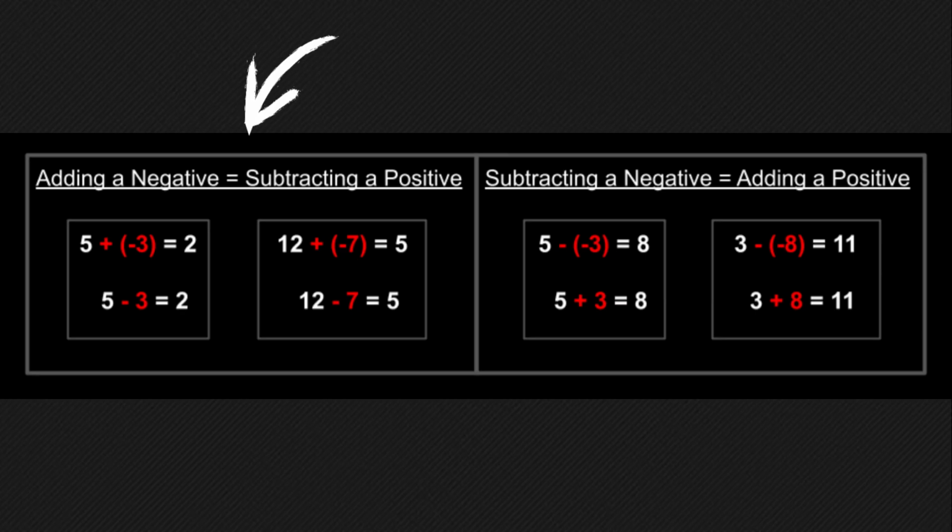Adding a negative is the same thing as subtracting a positive. And subtracting a negative is the same thing as adding a positive. As long as you remember this, we will be able to rewrite our problems to look much more simple. So if you're worried about negative numbers, don't worry, this small trick should make your life a lot easier.